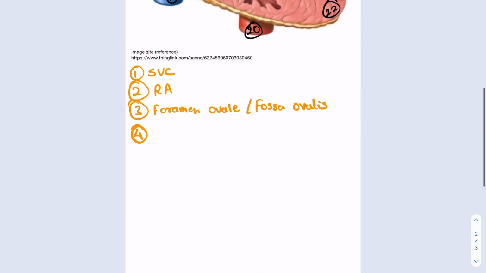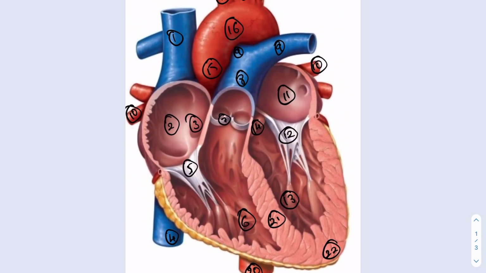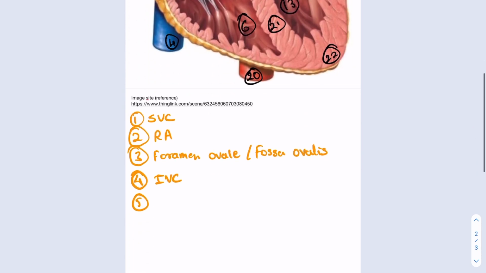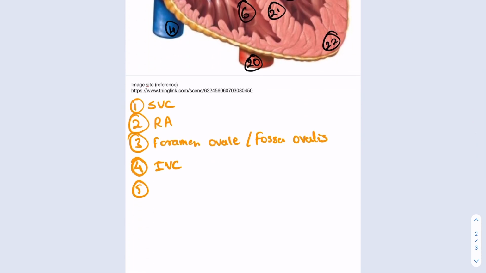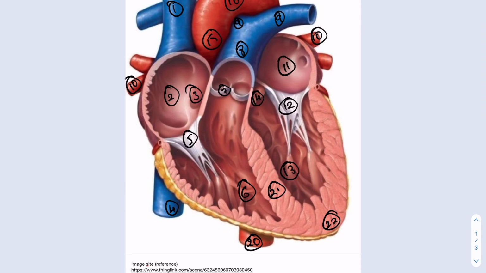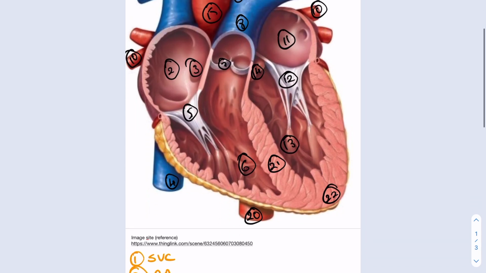Number four is inferior vena cava. It basically drains blood from the inferior parts of the body and also from the lower extremities. Number five on the list is a valve, and it's called tricuspid valve. It is one of the atrioventricular valves, and it's basically a passageway between right atrium and right ventricle. It is open during diastole of the ventricles.